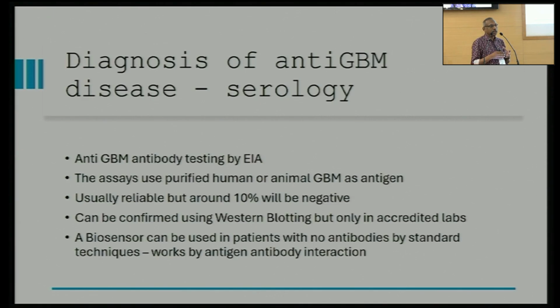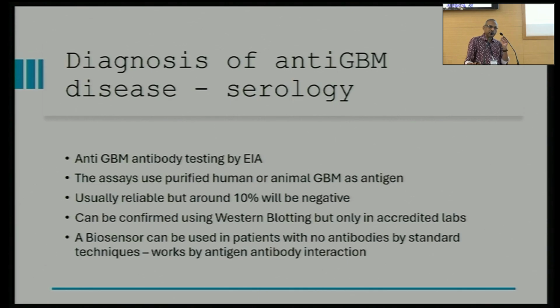But these antigens, what we are using is actually purified glomerular basement membrane, either human or animal. That is what is being used for the antigen in these assays. So about 10% of these will be negative, which means it is quite good, 90% is positive. But if you want to confirm, you can use Western blot. That is used only in research laboratories. It's not being used as a general practice.